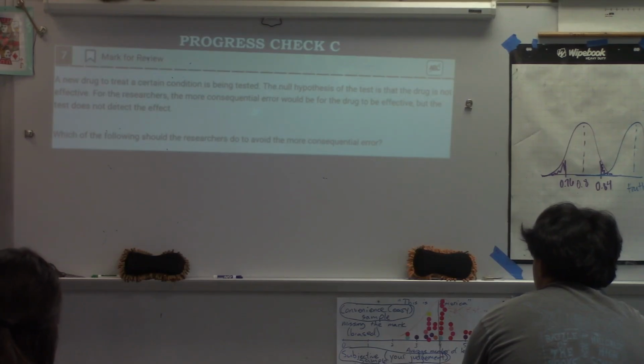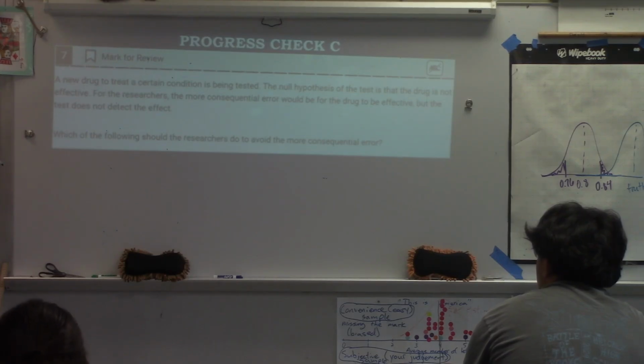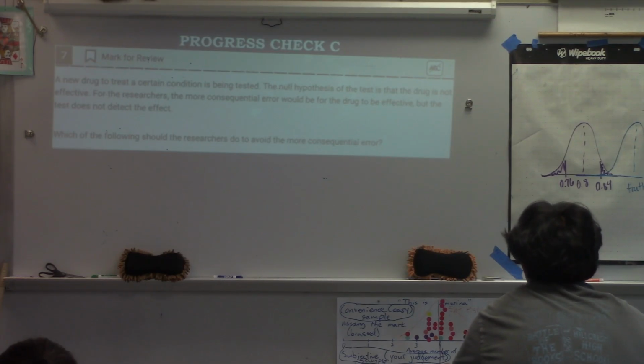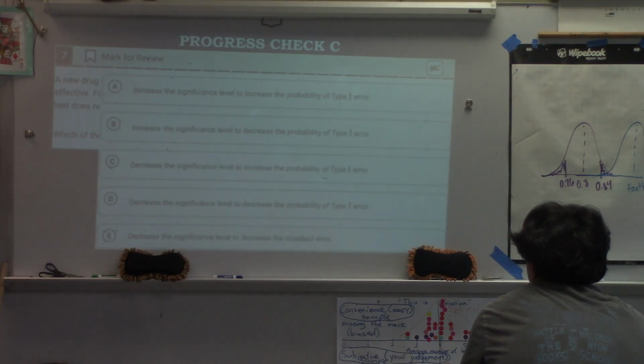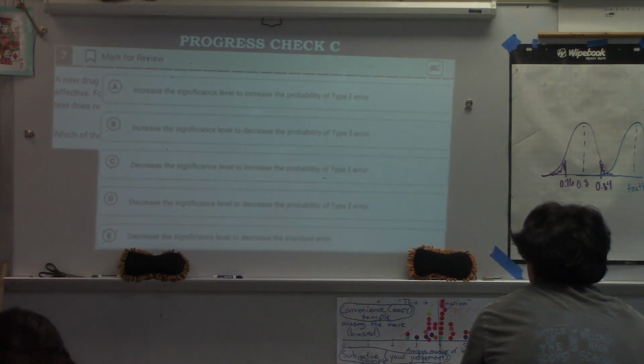So is it a type 1 or a type 2 error? Type 2 error, right? Because if we're saying the null is that the drug is not effective, more consequential would be for the drug to be effective, so it would be fail to reject the null when the alternate is true. They tell us which one they think is more consequential. We conclude the drug is effective, but the test does not detect that effect. So we fail to reject when the alternate is true. Alright, so which of the following should the researchers do to avoid the more consequential error, or the type 2 error?